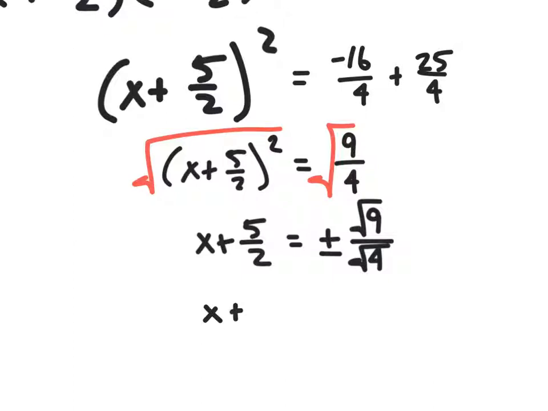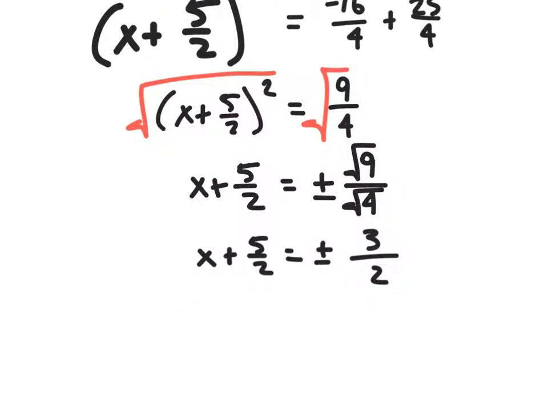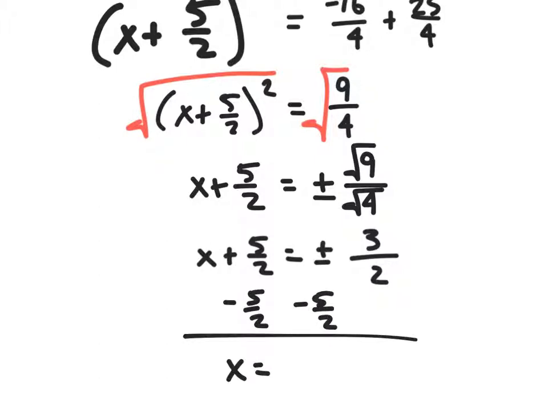And here's what we're going to get. We're going to get x plus 5 halves is equal to plus or minus 3. Square root of 9 is 3. Square root of 4 is 2. So here's what I got, okay? And let me do this. Let me subtract 5 halves from both sides. All right? So I get that x is equal to negative 5 halves plus or minus 3 halves.